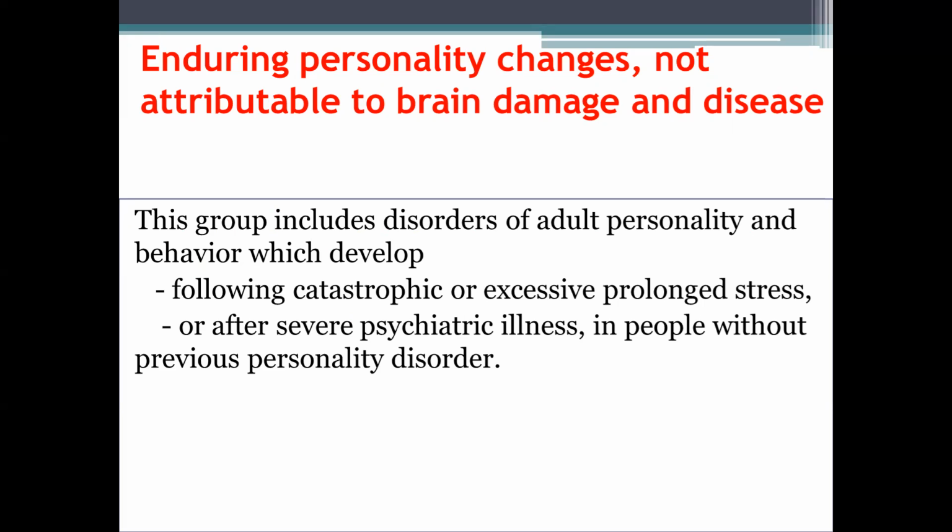This group includes disorders of adult personality and behavior which develop first after catastrophic or excessive prolonged stress, and second after severe psychiatric illness, in people without previous personality disorder. That is, the human was healthy, for example, then he has a severe psychiatric illness. After recovering, because he remembers what happened with him, he was in the psychiatric hospital, he is suffering and personality changes appear.